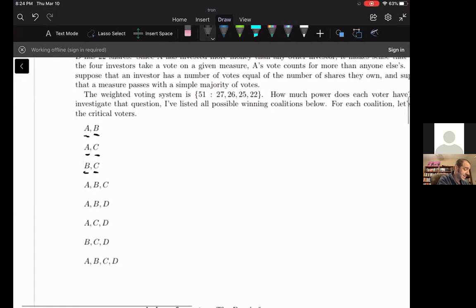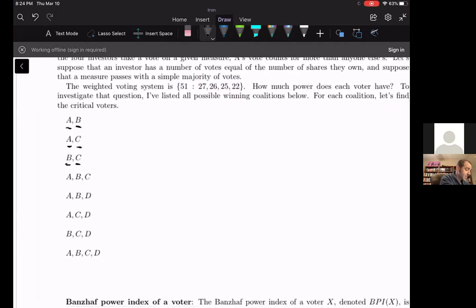Okay, so now in ABD, let's think about who matters there. If you take A out of there, let me write the weights, 27, 26, 22. If you take A out of there, the coalition loses. So B and D can't afford to make A angry. If you take B out of there, the coalition loses. A and D don't have enough weight to pass something. If you take D out of there, though, A and B can pass something. So D is not individually needed here.